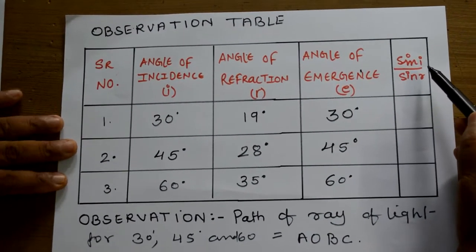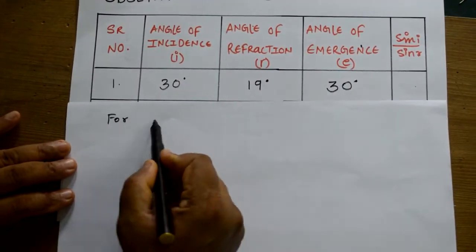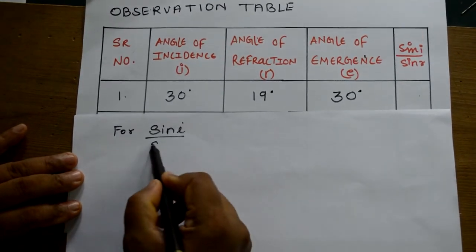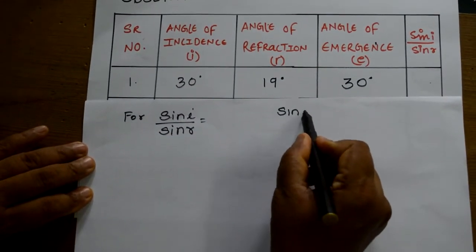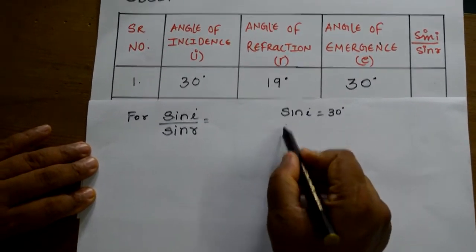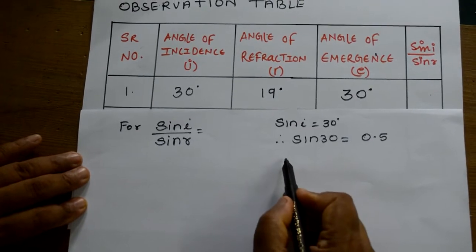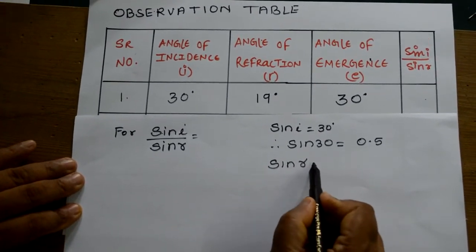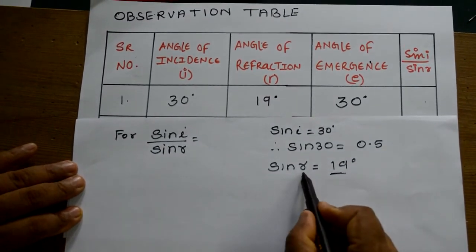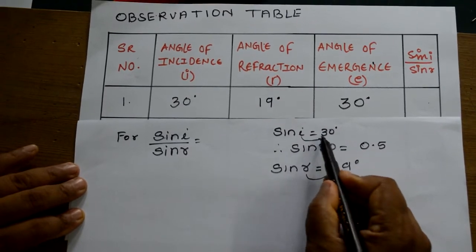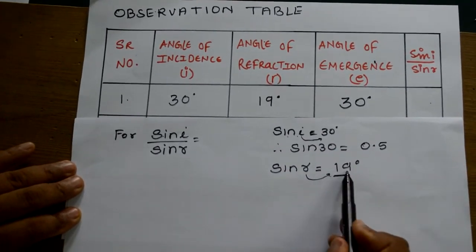Now we will be finding the sin I upon sin R ratio in each case. Sin I is for 30 degrees. Therefore, sin 30 is equal to 0.5. And the angle R is 19 degrees, and here the I value is 30 degrees. So we got I as 30 degrees and R as 19 degrees.